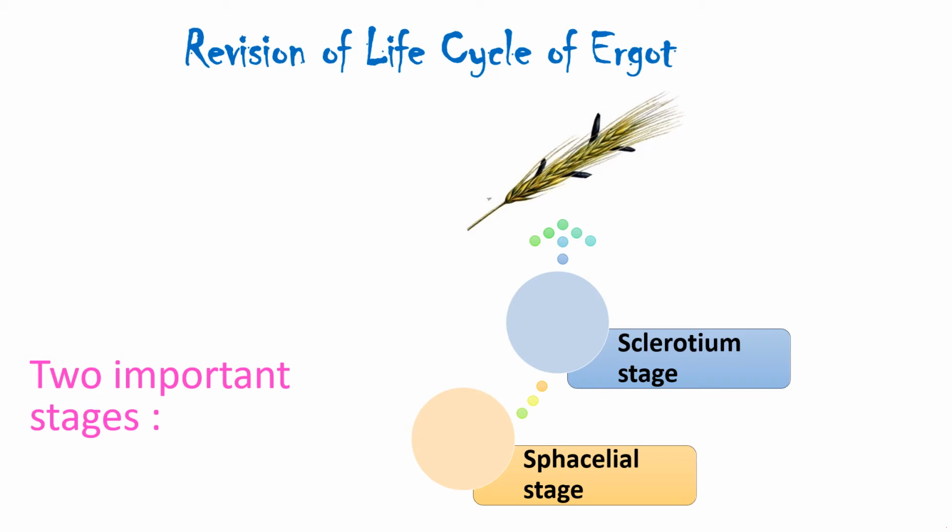Hi everyone, today we are going to revise the life cycle of ergot. There are two important stages of the life cycle of ergot. The first one is the sphacelial stage and the second one is the sclerotium stage.